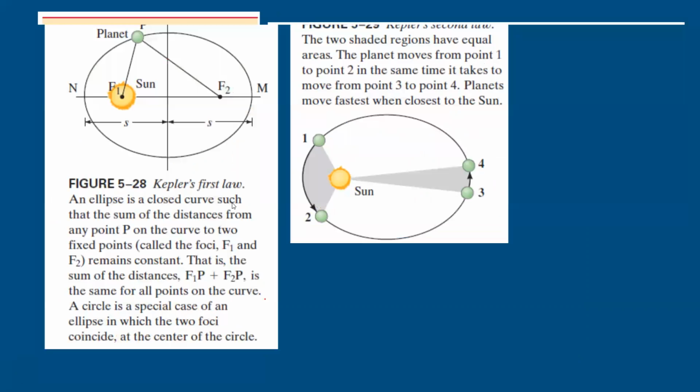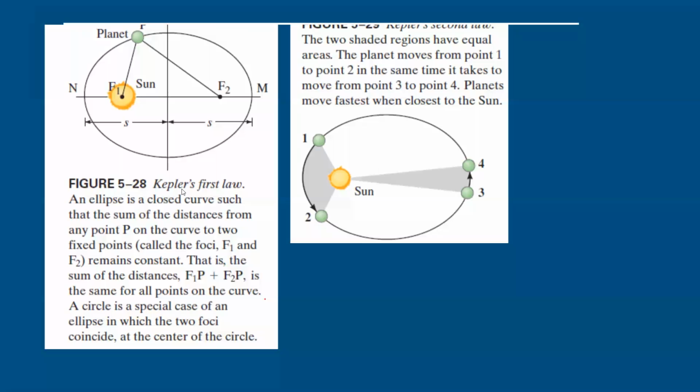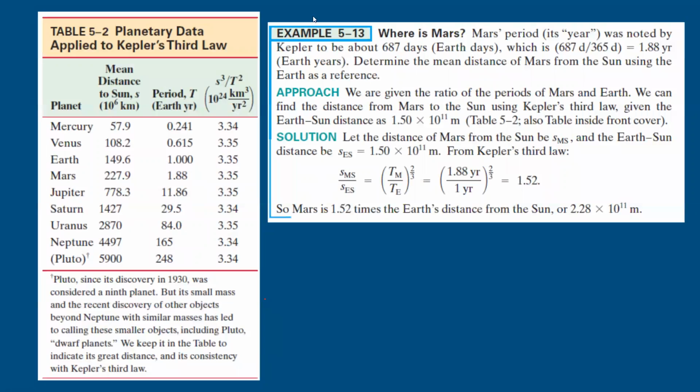Isn't that the third law? Okay, here. The ratio of the squares of the periods T of any two planets revolving around the sun is equal to the ratio of the cubes of their mean distances from the sun. So there, if you get the ratio of S cube over T squared of that planet, it is more or less the same. Okay? So, a sample problem of this.